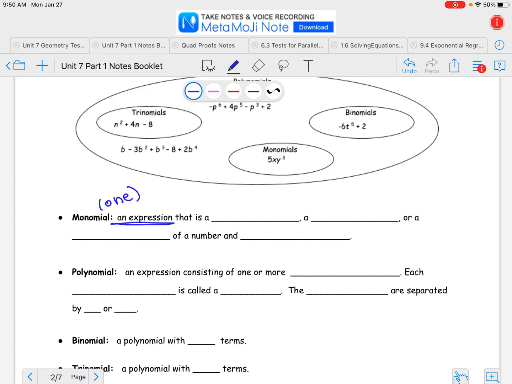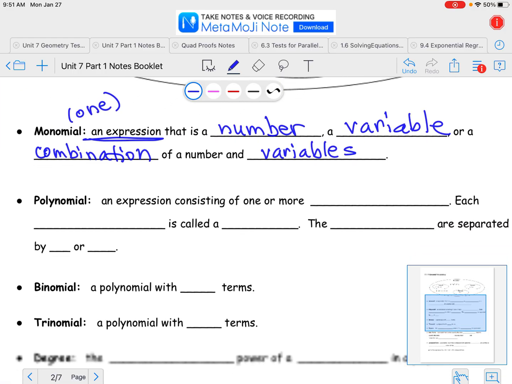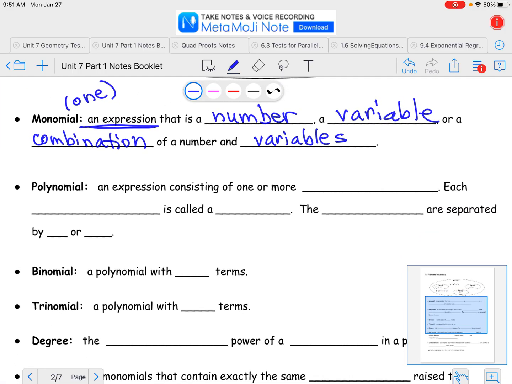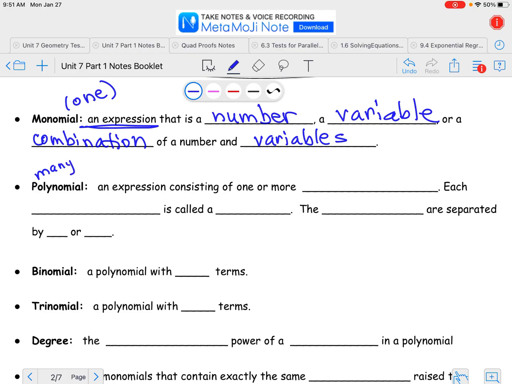So a monomial is one expression that is a number, a variable (what's a variable? A letter), or a combination of a number and variables. So in the Venn diagram above, you can tell this is a monomial. It's a number 5, letters and exponent all squished together, meaning imaginary multiply. Then poly usually means many.